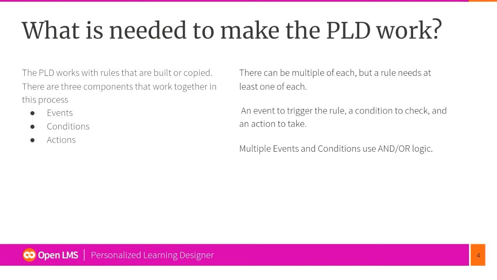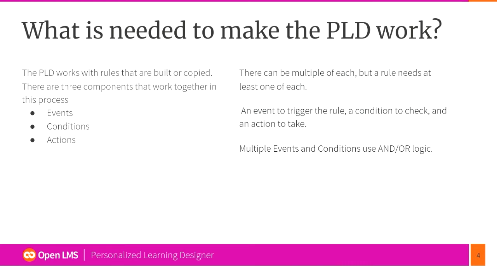So what exactly is needed to make the PLD work? In terms of making a PLD work, there are 3 major components that we need to talk about here. It works with the rules that are built or copied. You can copy it from one course to another, but there are 3 components that work together: the events, the conditions, and the actions.